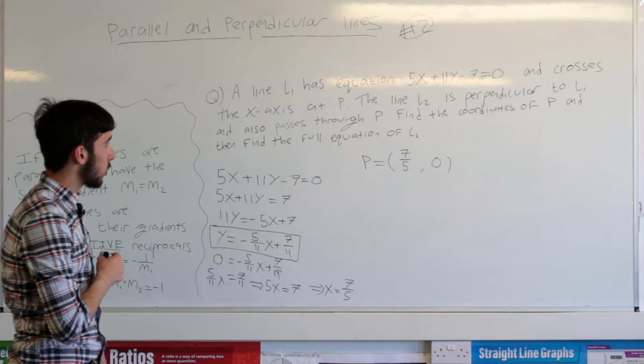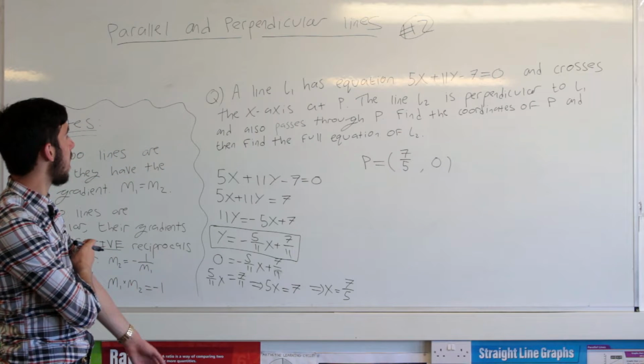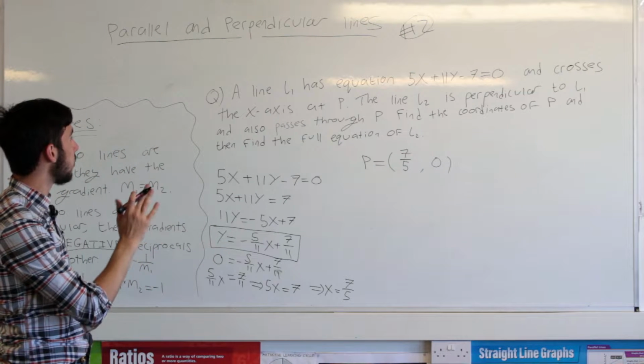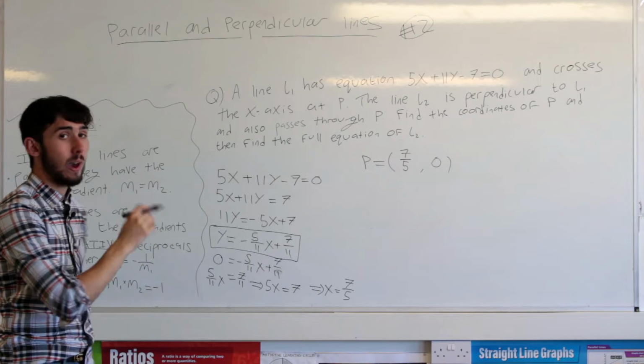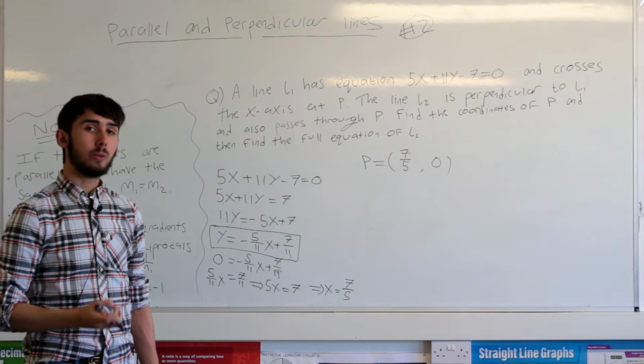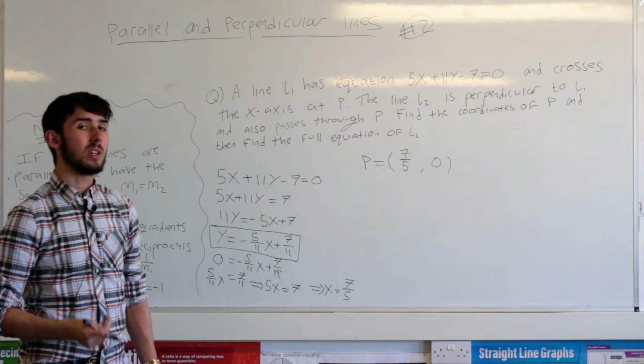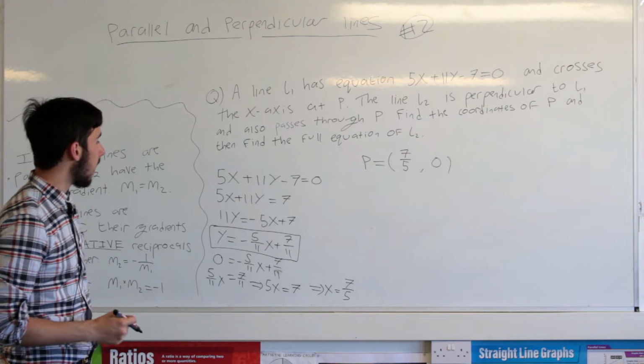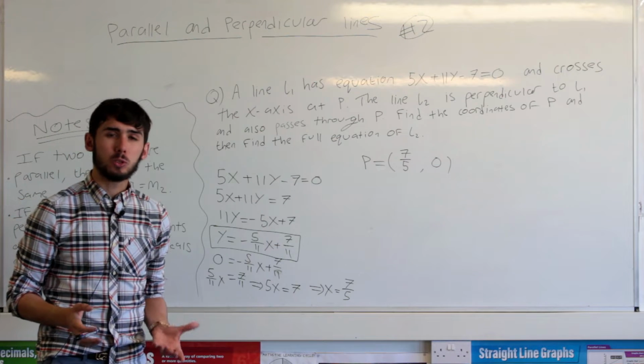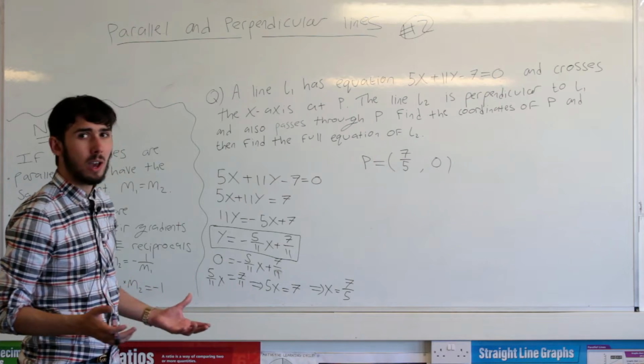In the second part of this question, we found the coordinate of P. Now we need to find the equation of L2. We've found the equation of L1. We need the equation of L2. So first of all, how do we find L2? How are we supposed to do that?